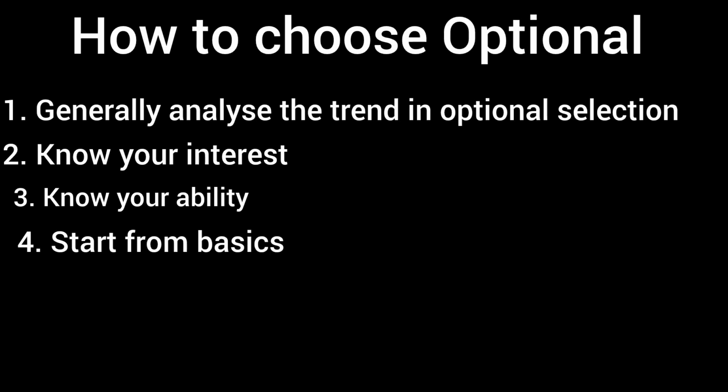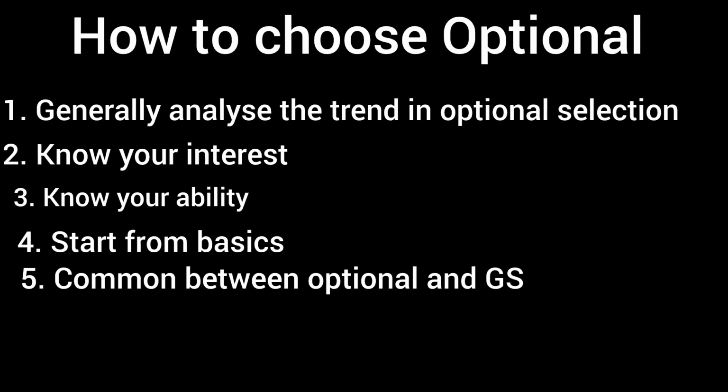After you have chosen perfectly, then you have to see what is common between your optional and the GS papers. This is because you can save your time and get more time for your revision. If you have chosen sociology as your optional, then sociology can overlap with GS paper 1, essay, and some part of ethics. If you have taken law as your optional, this can be helpful in GS paper 2. Or if you have taken history as your optional, this can be helpful in GS paper 1 and prelims. So in that way, see what is common in your optional with GS papers.